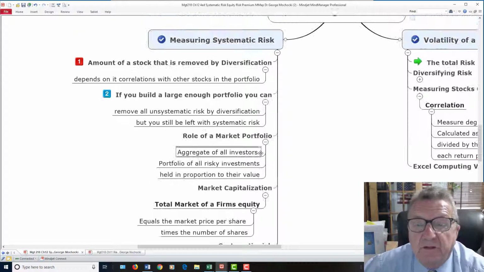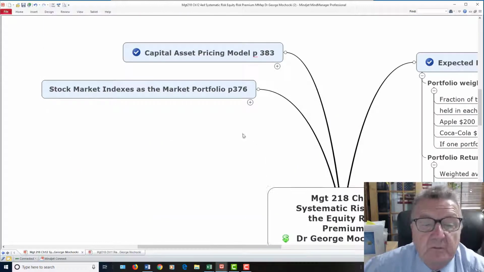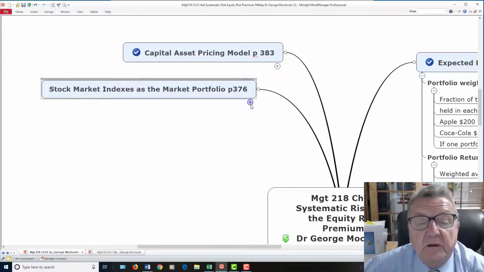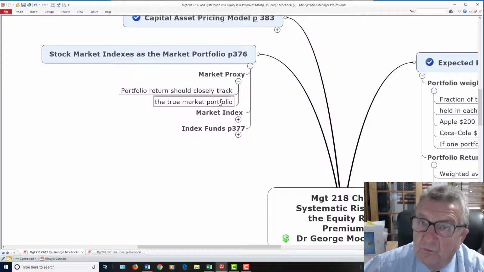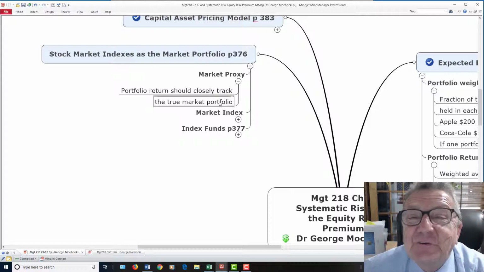All right, so we have that real quickly. I've got a few more minutes. Okay, market indices and market portfolios. A market proxy is basically a portfolio whose return is closely tracked to the true market portfolio. This is as true as you're going to get it.